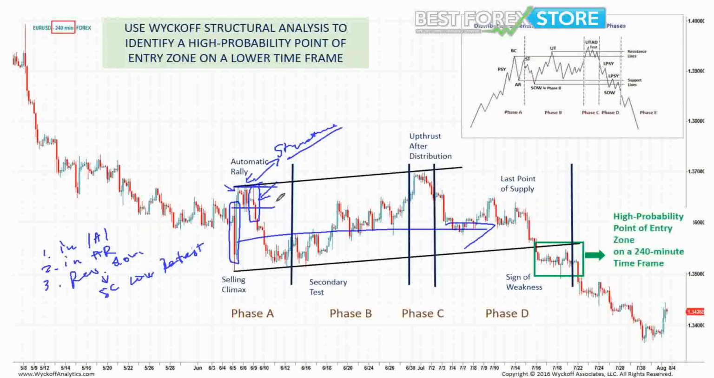Now, as we are entering this, we are still thinking long-term structure: climactic action, automatic rally. We need to experience this secondary test, which is going to be a test of the previous climactic action. And now our target is going to be this close and this low, so we can use it like that. So this is where we would expect the price to come.